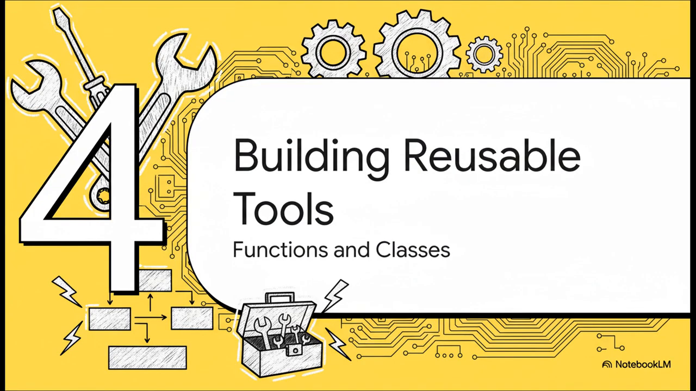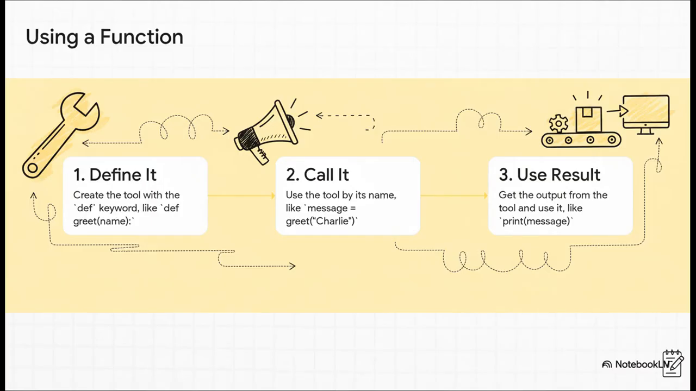So we've got our raw materials, we've got our blueprints for making decisions, and we've got our storage systems to keep everything organized. What's left? Well, it's time to build our own custom power tools. I mean, why would you want to do the same task by hand over and over again? We can bundle up our instructions into these amazing, reusable blocks called functions and classes. This is what really makes your code efficient and clean. So let's start with functions.